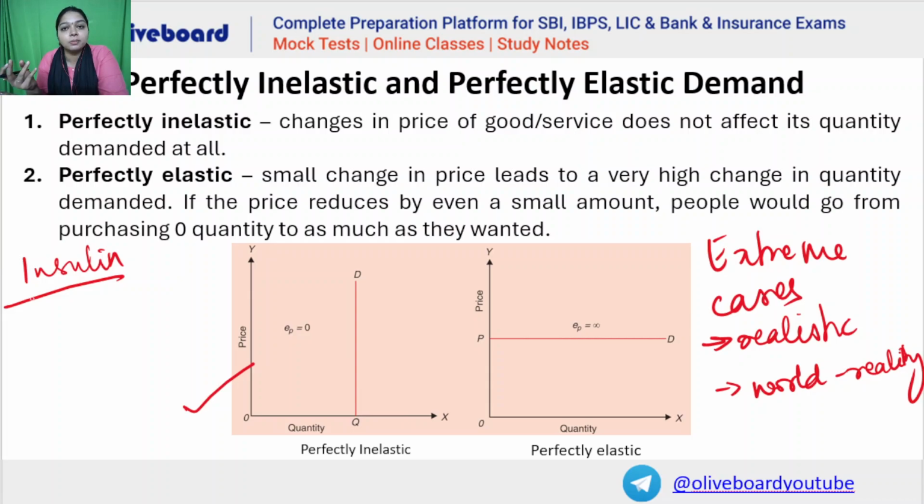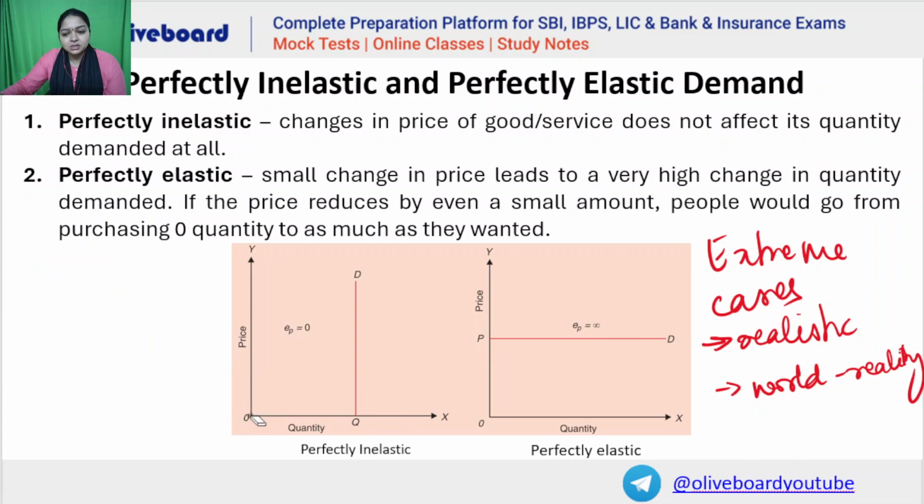Just because insulin became cheap, they will not start purchasing more, right? So when we say perfectly inelastic, we mean those commodities whose quantity demanded does not change at all, even with any change in price. Okay. So what is perfectly elastic?